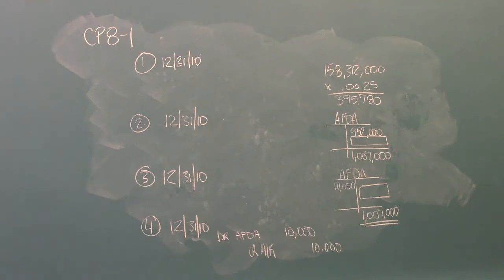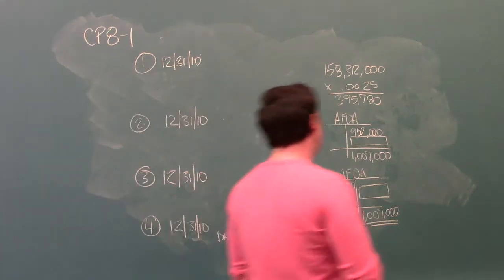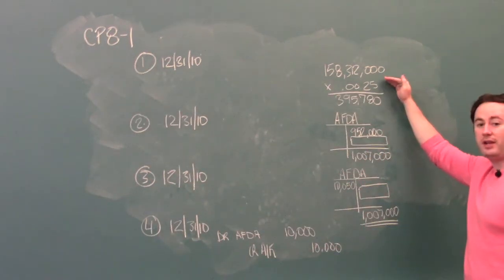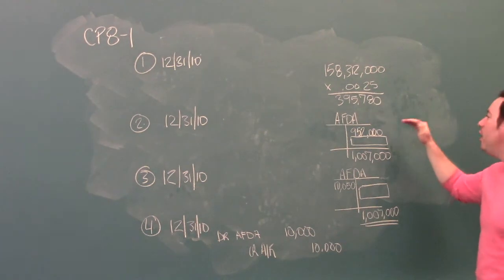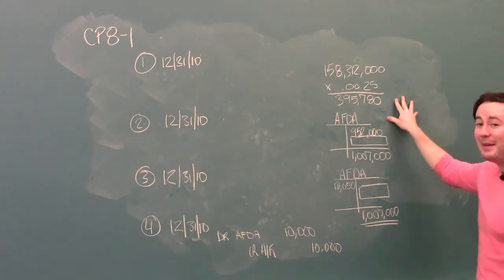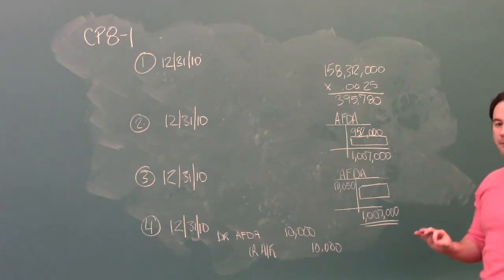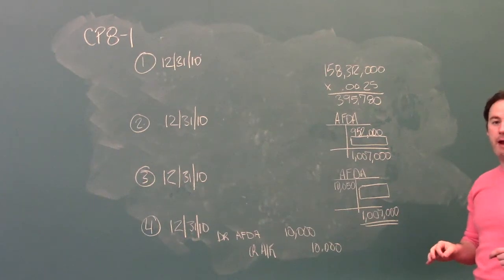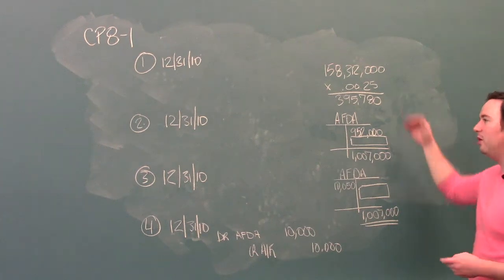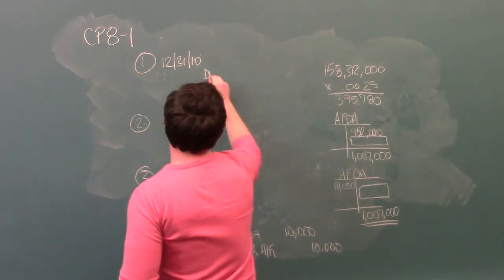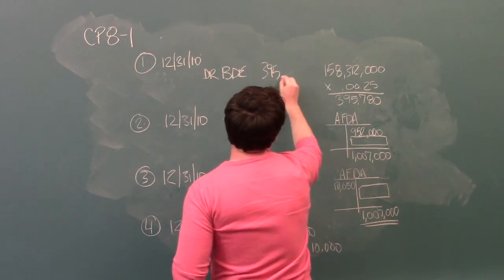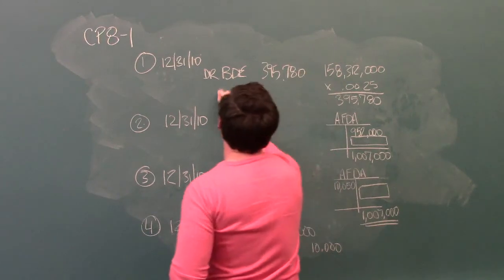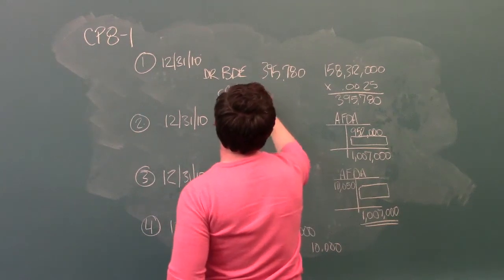Okay. So in this problem, we're using the percentage of credit sales method, right? So we're only concerned with credit sales. If we take the amount of credit sales that we have and multiply it out times 1/4 of 1%, or 0.0025, we should get 395,780. This is the amount of the adjusting journal entry. That's different when you talk about the aging method, but right now we're talking about the percentage of credit sales method. So multiplying this out gives us our adjusting journal entry. Debit bad debt expense for that amount, 395,780, and credit the allowance for doubtful accounts, same amount.